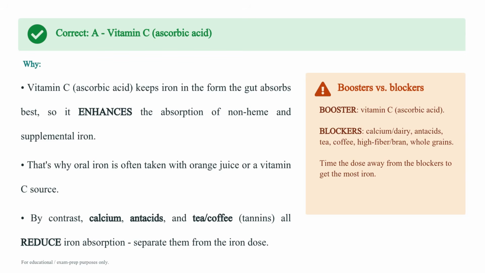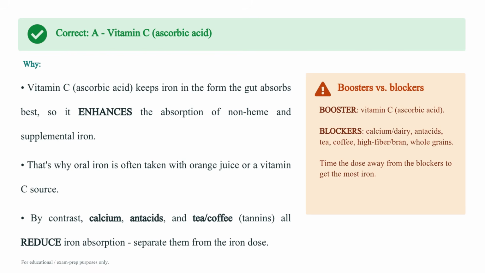The answer is A. Vitamin C, ascorbic acid. Vitamin C keeps iron in the form the gut absorbs best, so it enhances the absorption of non-heme and supplemental iron. That's why oral iron is often taken with orange juice or another vitamin C source. By contrast, calcium, antacids, and tea or coffee, which contain tannins, all reduce iron absorption, so separate them from the iron dose. Think boosters versus blockers.